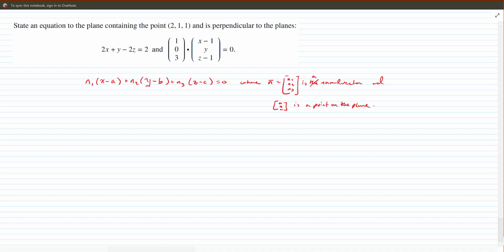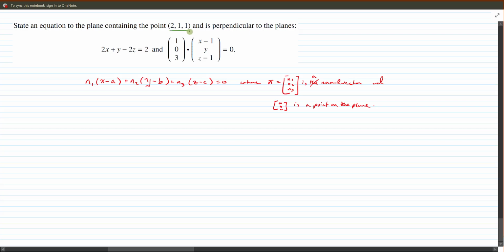So let's go ahead and work this. We need to come up with a normal vector for our plane. We already know the point that it's supposed to pass through. To come up with a normal vector, the only information we're given is that it needs to be perpendicular to the two planes stated, plane 1 and plane 2 here. Although these are in different forms, in both cases we can identify the normal vectors of each plane.